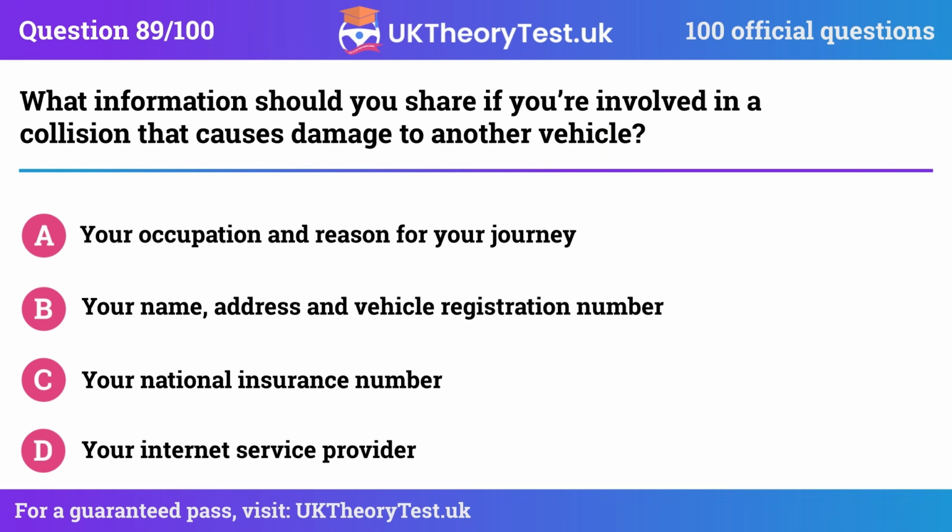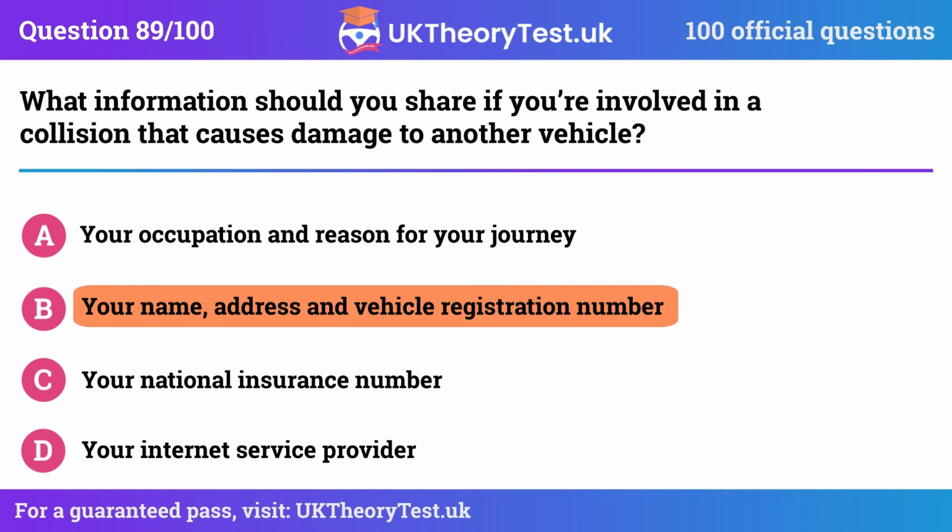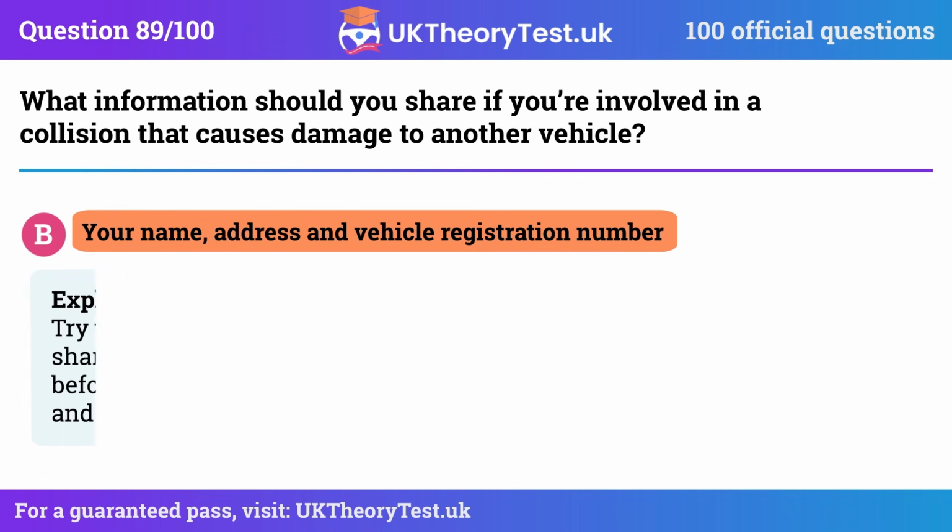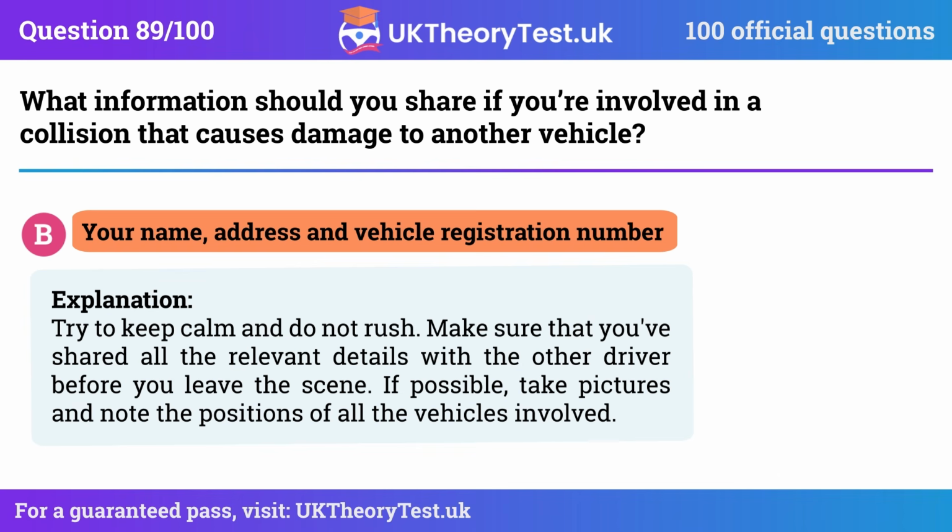The correct answer is B. Your name, address, and vehicle registration number. Explanation: try to keep calm and do not rush. Make sure that you've shared all the relevant details with the other driver before you leave the scene. If possible, take pictures and note the positions of all the vehicles involved.